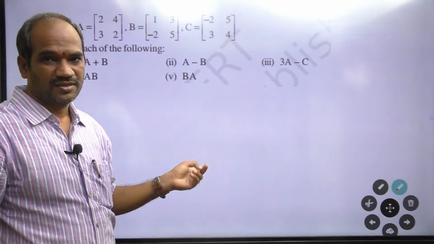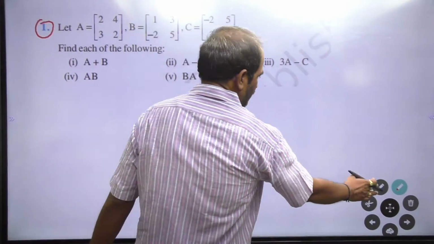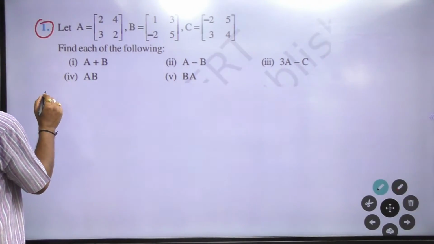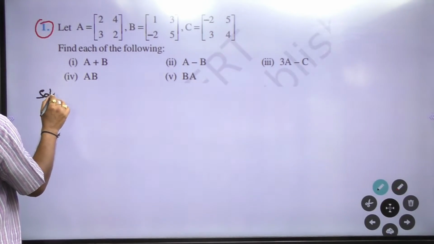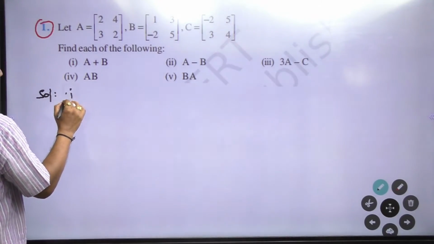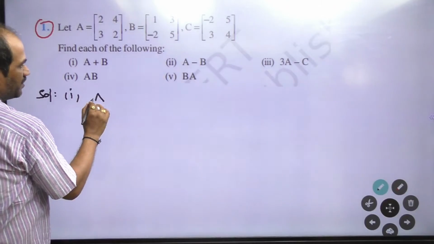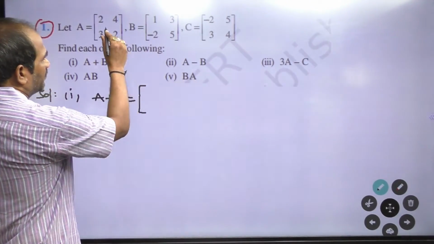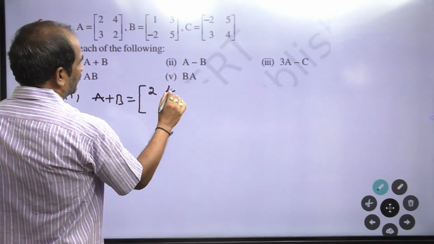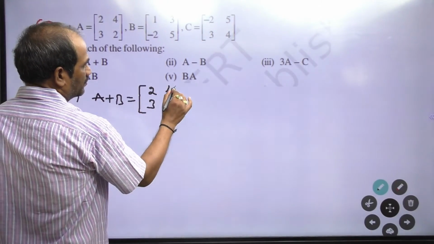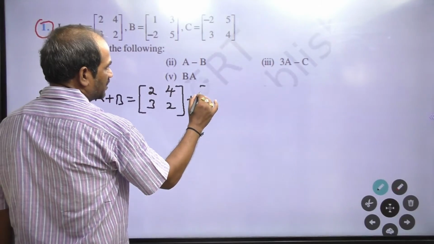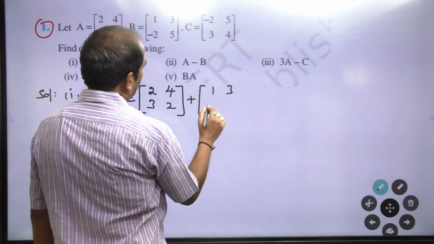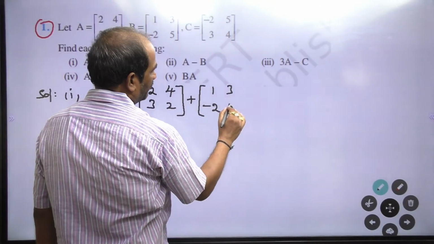In the solution of the first question, first A plus B is equal to the A matrix, which is 2, 4, 3, 2, plus the B matrix, which is 1, 3, minus 2, 5.